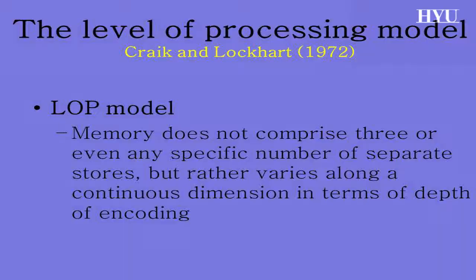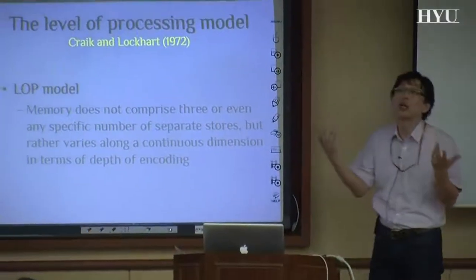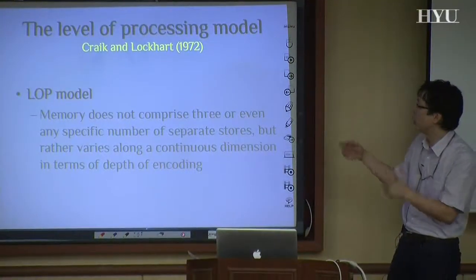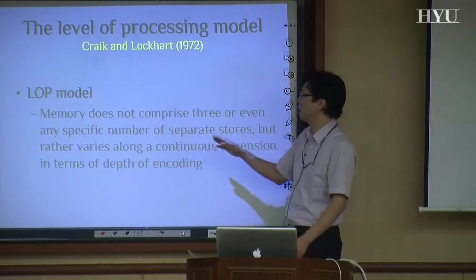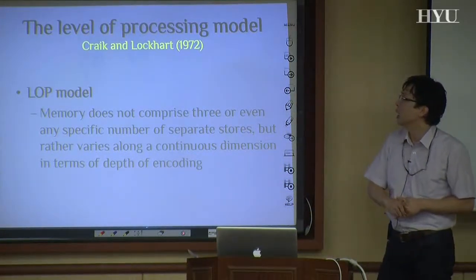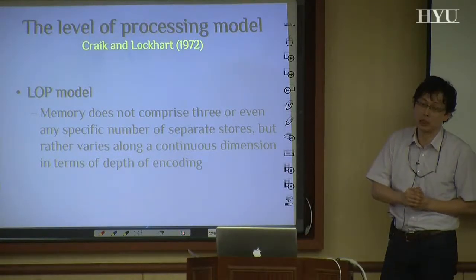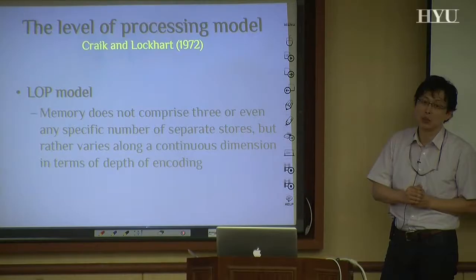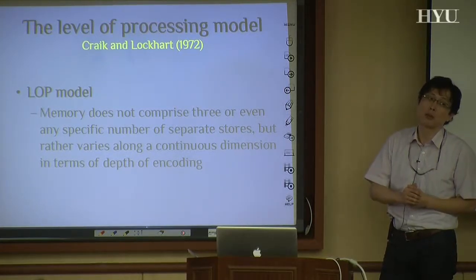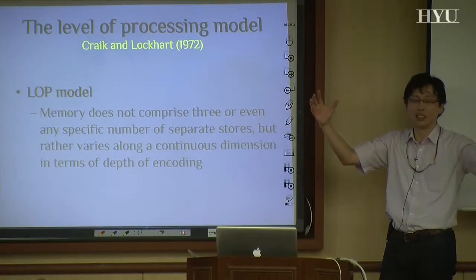The LOP model says memory does not comprise 3 or even any specific number of separate stores. Short-term memory, sensory memory, long-term memory is not what we have. Craik and Lockhart say it rather varies along a continuous dimension in terms of depth of encoding. The point is, we can't separate them out. That is one big thing.